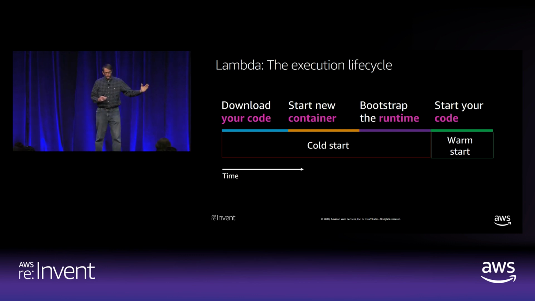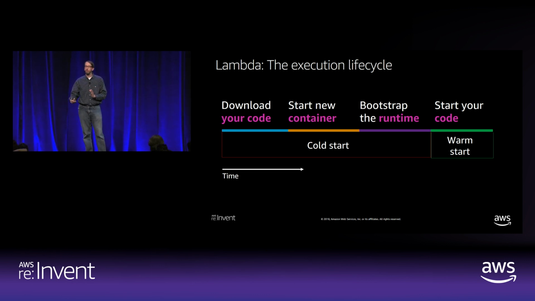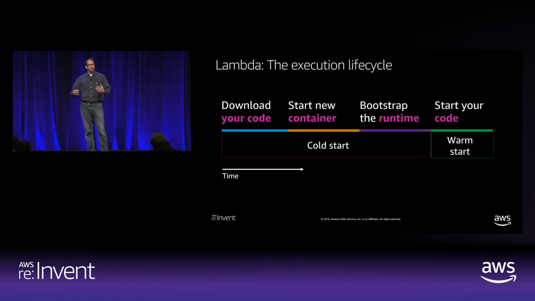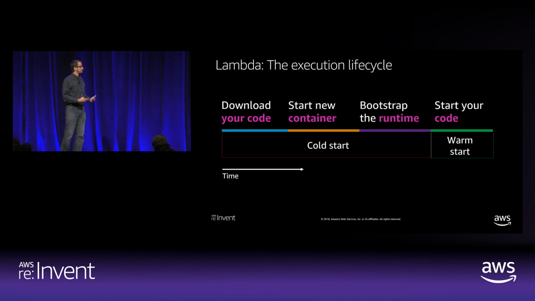So a cold start will happen the first time. Subsequent invocations will just be a warm start. But eventually, Lambda may take that container back and reclaim those resources for other customers and other workloads. And if that happens, the next time you invoke your Lambda function, you go through that cold start process again. So it becomes really important to talk about the cold start and to talk about how you can improve that and make it as fast as possible.